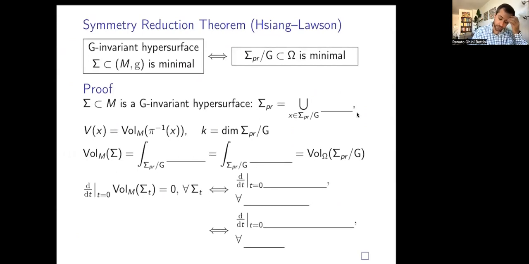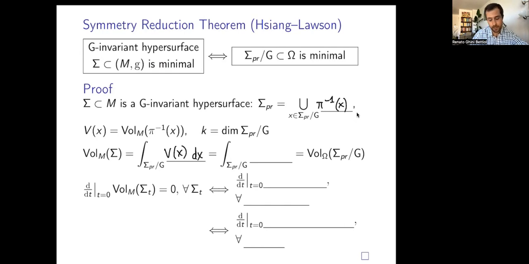We begin by observing that since sigma is G invariant, it's the union of orbits, right? So it's the union of all pre-images. Let's say x is a point in the image in the quotient. So we take all the pre-images. These are all the orbits. If we take the union of that, we get the whole sigma. And of course, the volume of sigma can be computed as an integral. So using Fubini's theorem, really, I can write this as the integral of the volume of each of these orbits. Remember, V(x) is the volume of these principal orbits.